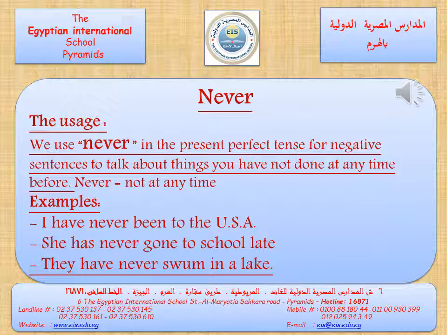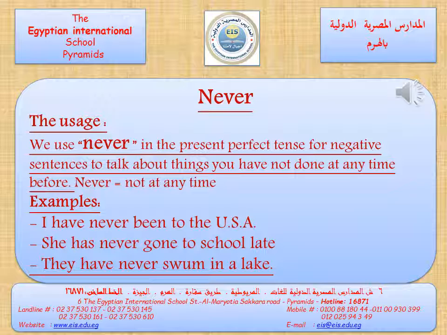The usage of never. When can we use never? We use never in the present perfect tense for negative sentences to talk about things you have not done at any time before. Again, we must understand it before saving it. We use never in the present perfect tense for negative sentences, the negative meaning, to talk about things you have not done at any time before. And the meaning of never here, never means not at any time, didn't happen before, never happened.